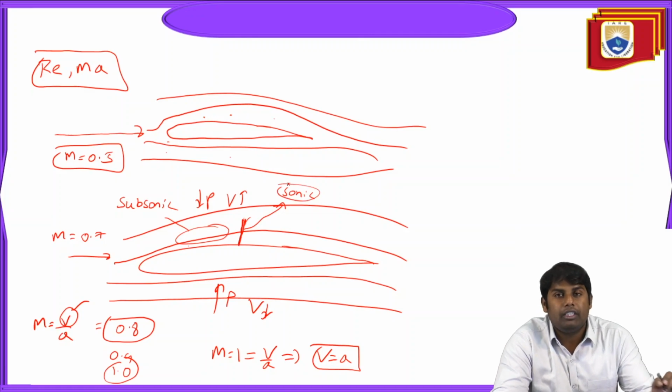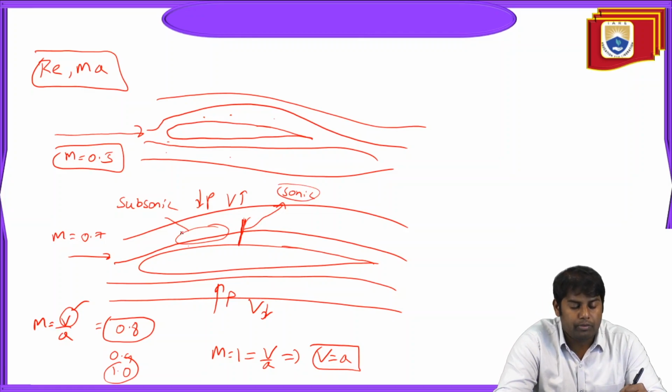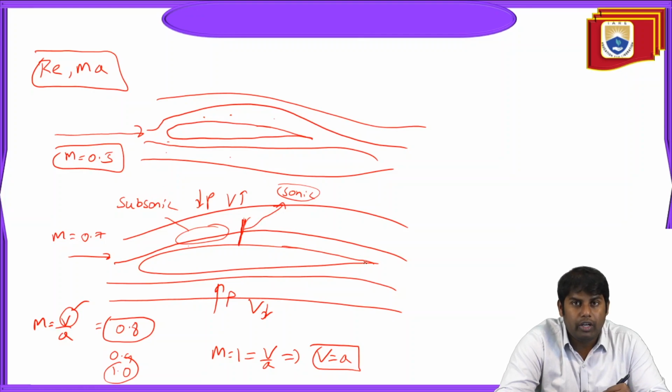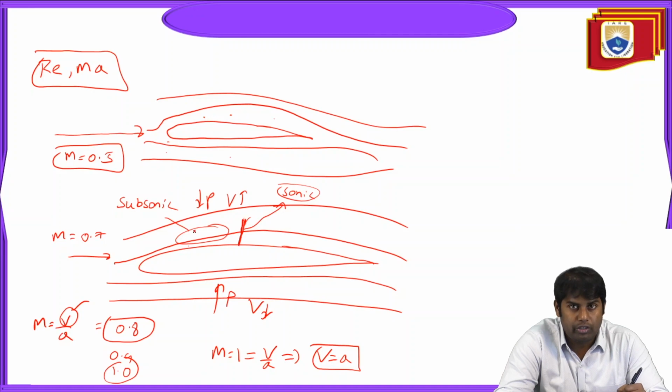So here what is happening? At some point you have subsonic, at some point you have sonic, or let's say supersonic. So in the entire flow field there is a discontinuity. Therefore this sort of flow is called transonic flow. Transonic flow is a flow where you have a combination of subsonic and supersonic.